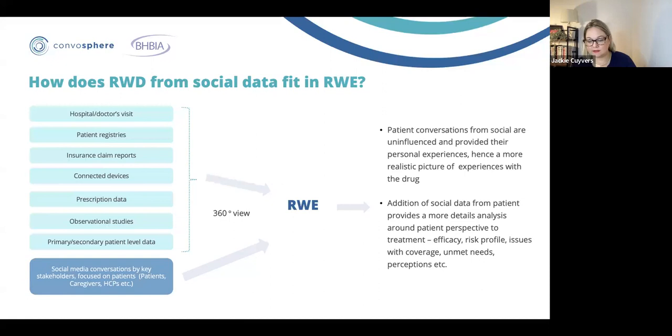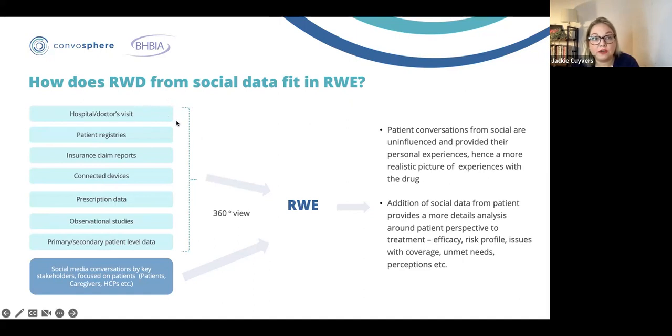So it's a misnomer to just call it social data, or just big data, but I think a better term or way to think of it might be conversational patient data online. Both would fit under that banner. So how does this fit with traditional data sources?